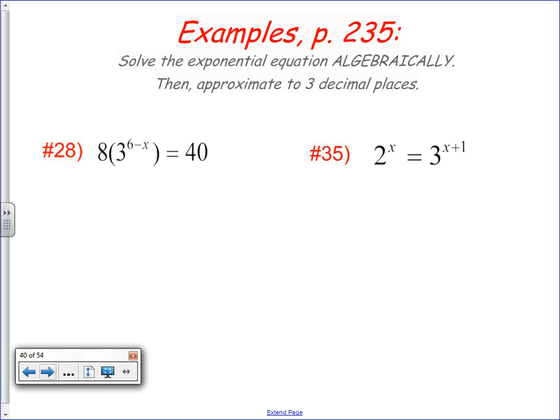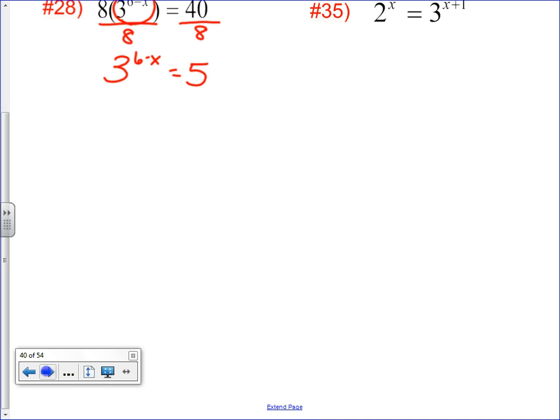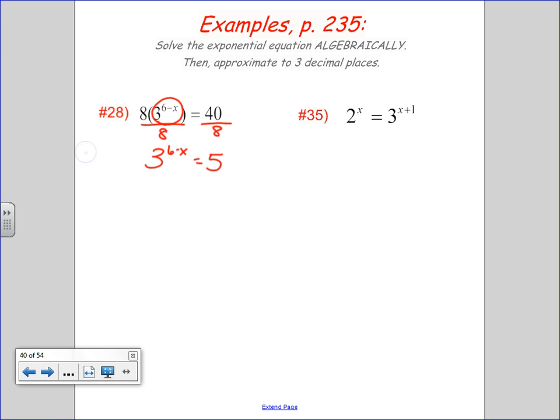All right, number 28. What do you guys think? Divide by 8, because we're isolating, right? We want to get this by itself. It's an exponential. What do you think of log? Log base 3. We could do log base 3. Could do ln, but you guys just aren't tracking with liking ln. All right, it's okay. We'll keep trying. Log base 3 of both sides, right?